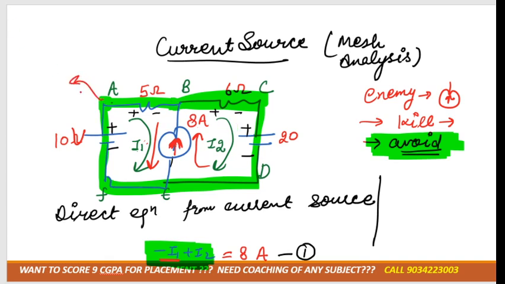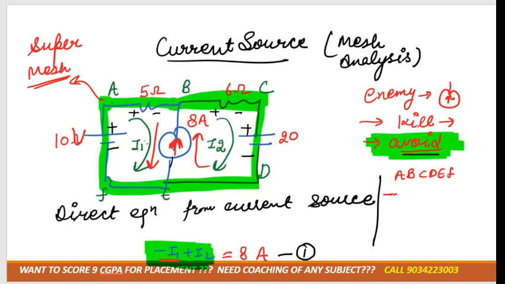Technically this concept is known as the super mesh. Now again we apply KVL in the super mesh. The super mesh is A, B, C, D, E, F. We always take the second sign. As I told you, you are moving from A to B. What is the second sign? Minus.